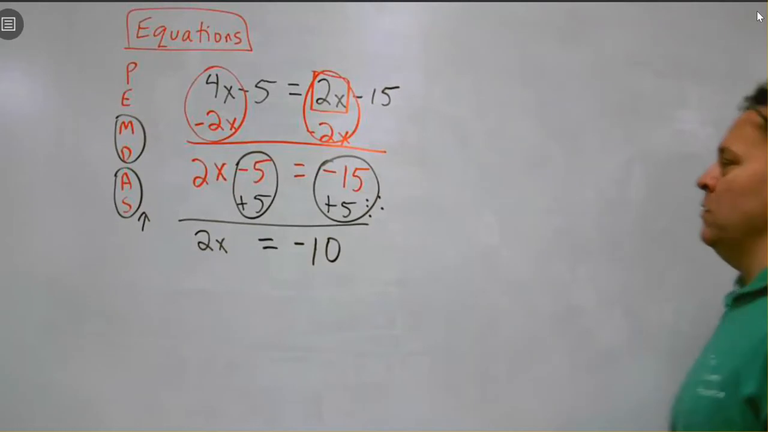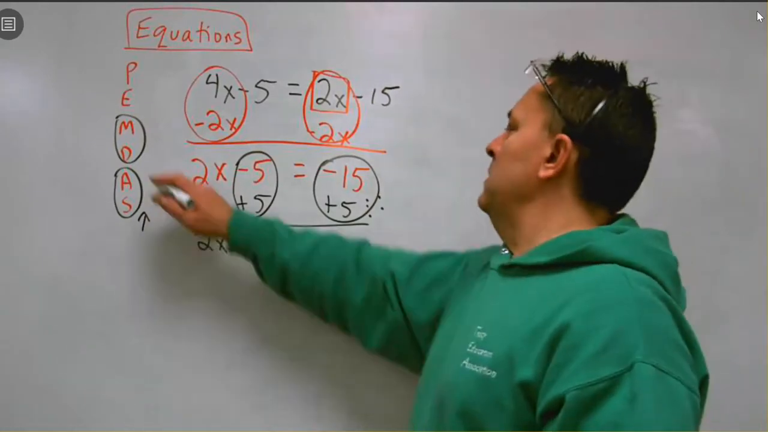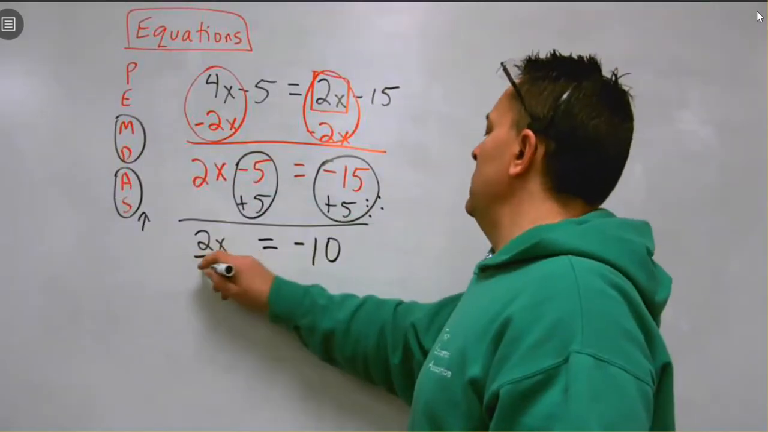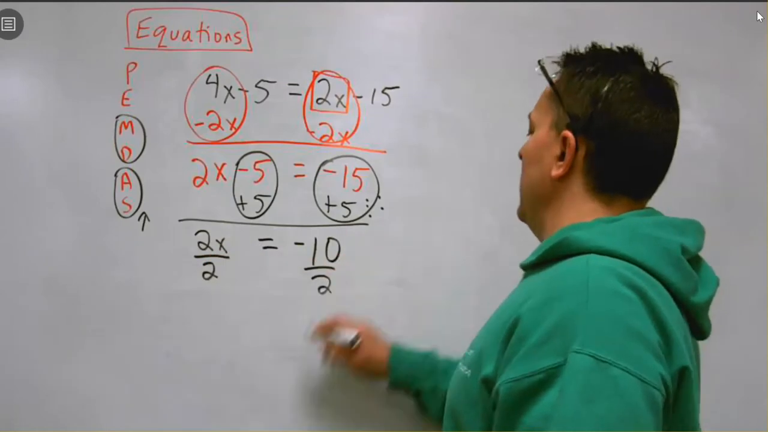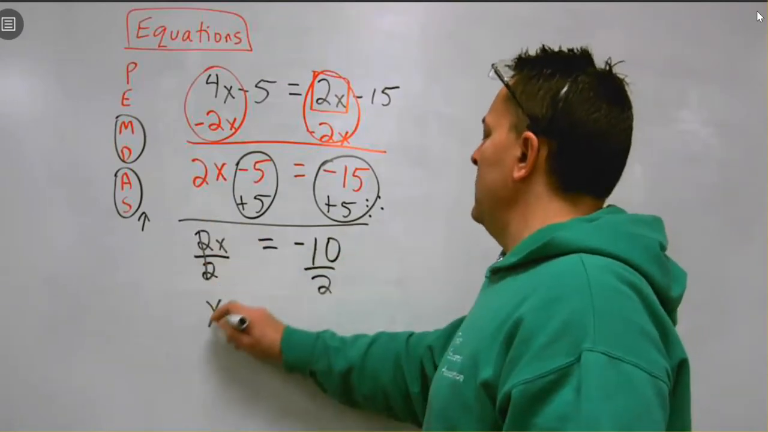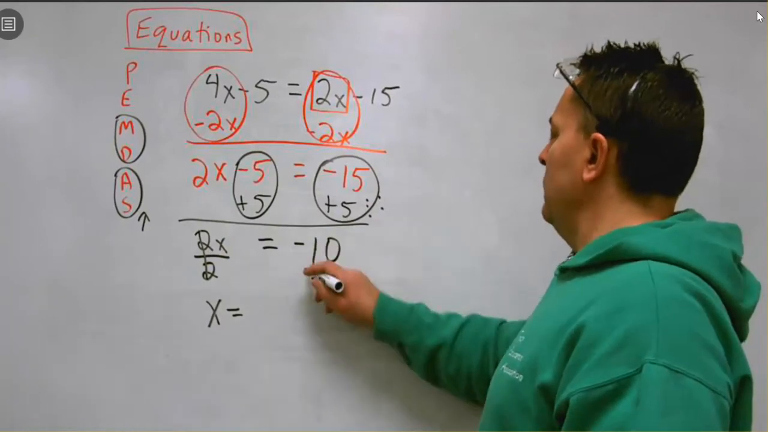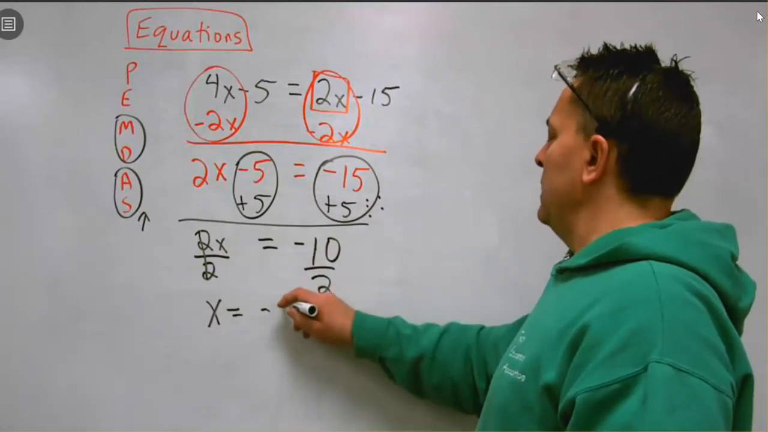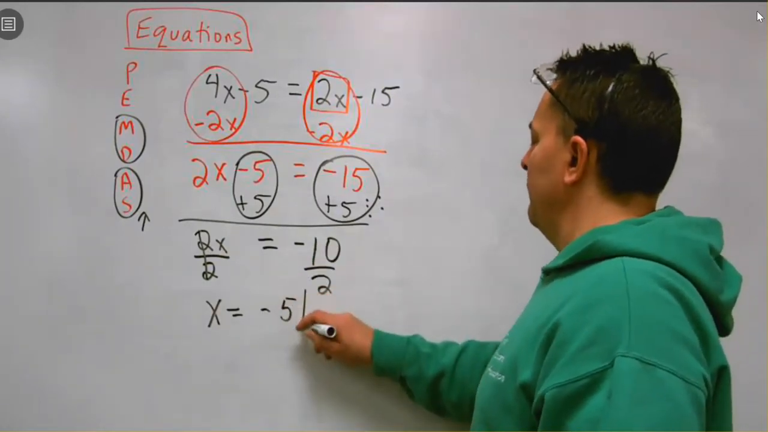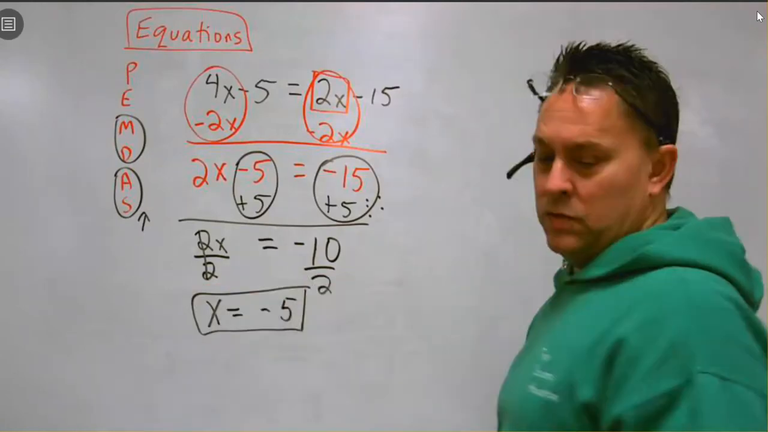And then this is multiplication, so its inverse is going to be division. So I'm going to divide both sides by 2. Then I get x all by itself. 2 divided by 2 is 1x. And then negative divided by positive is negative. 10 divided by 2 is 5. And I get x equals negative 5 there for my answer.